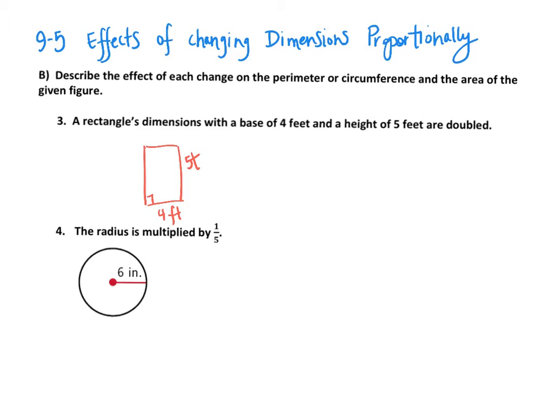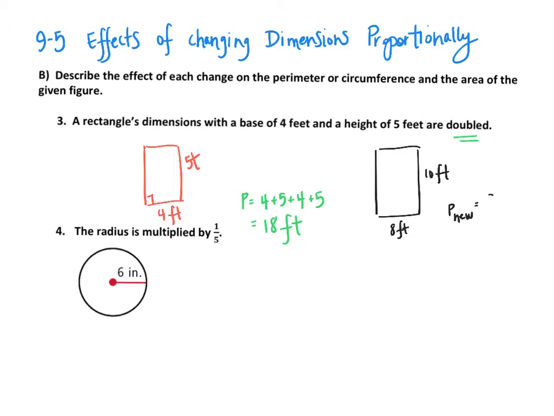Now clearly we know how to find the perimeter of that figure. It's just 4 plus 5 plus 4 plus 5, and you're going to get 18 feet. Now notice in this problem it says that the dimensions are doubled. So if you want to draw another picture where now the dimensions are 8 feet by 10 feet, then we could find the perimeter of the new. And that's going to be 8 plus 10 plus 8 plus 10, which is 36 feet.